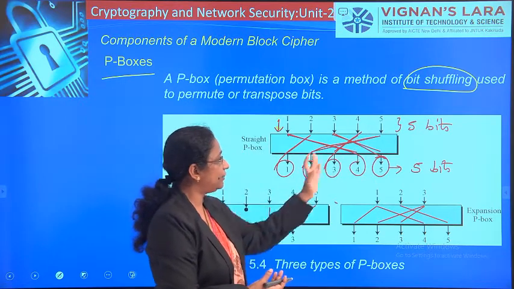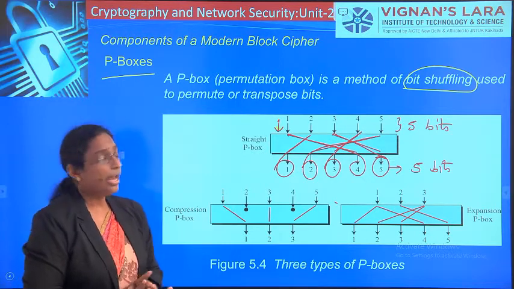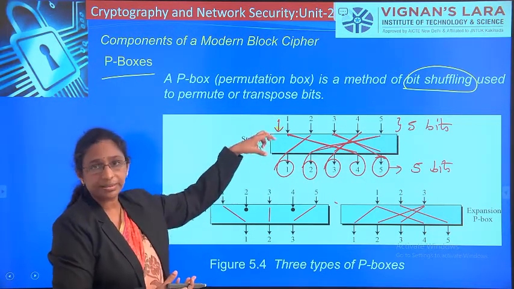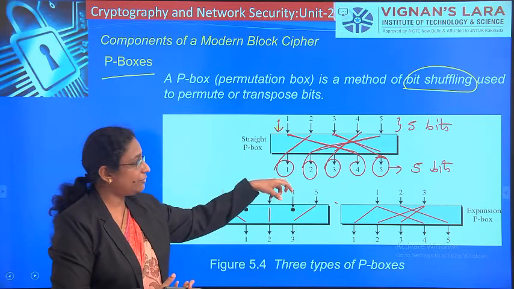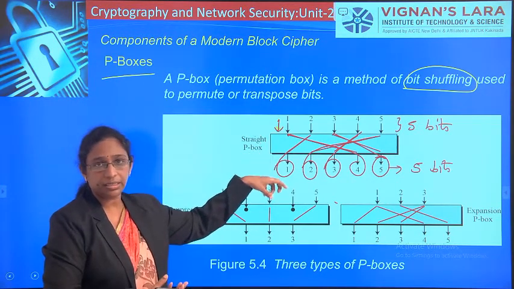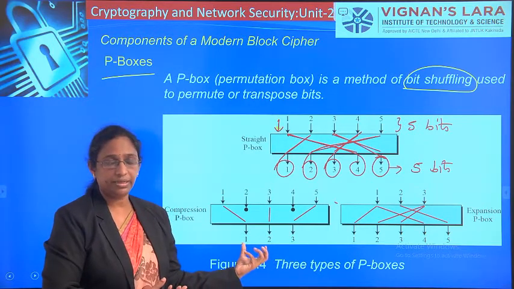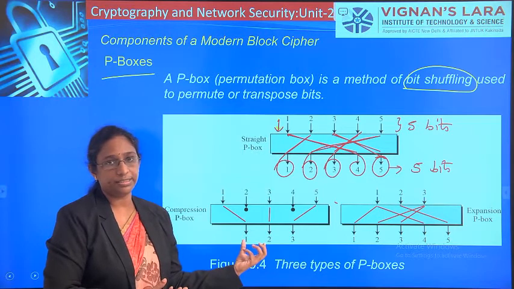Okay, the 4th bit is becoming the 3rd bit. In that way we will be shuffling the bits. In a straight P box, whatever the number of inputs, that is equal to the number of outputs. However many bits we give as input to the P box, after shuffling we will get the same number of output bits.